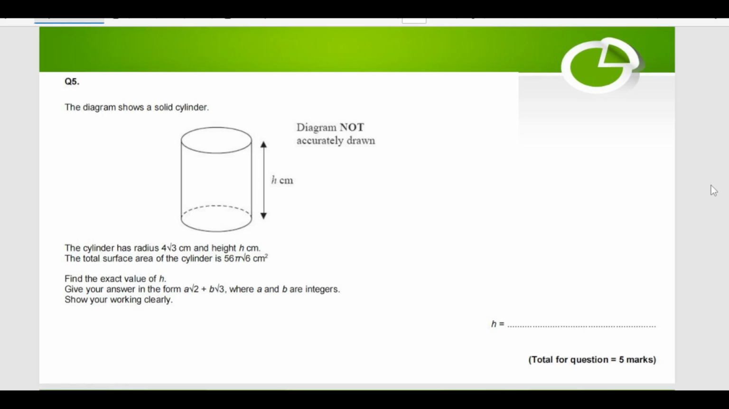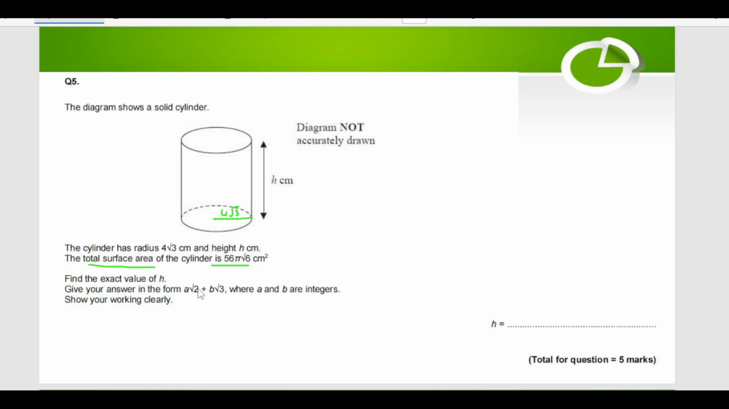Now here we have a question from geometry. The diagram shows a solid cylinder. Here the cylinder has radius 4 root 3. So this is 4 root 3, and the height h is given. The total surface area of the cylinder is 56 pi root 6. Find the exact value of h and give your answer in this form.